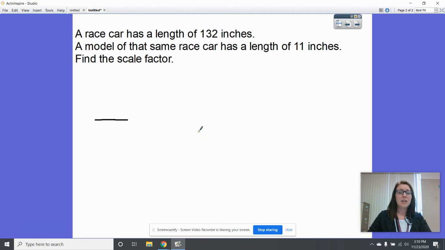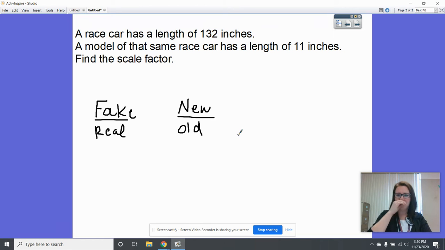And the way I like to think of this is, well, I guess in two ways. One way is your fake object, or the length or the dimension of your fake object on top, and then the dimension of your real object on the bottom. And sometimes I think of it as the dimension of your new object on top and the dimension of your old object or shape or figure on the bottom.